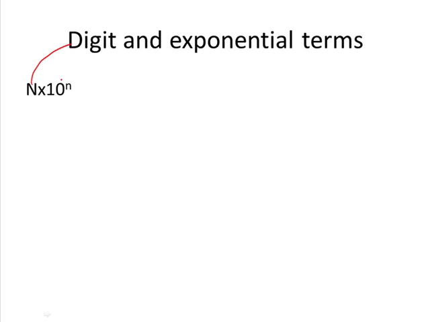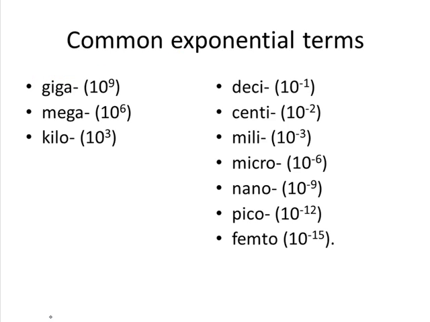Now, some exponential terms are used so often that we give them a special prefix. Here are some examples. Giga means 10 to the power 9, mega 10 to the power 6, kilo 10 to the power 3, deci 10 to the power minus 1, centi 10 to the power minus 2, milli 10 to the power minus 3, micro 10 to the power minus 6, nano 10 to the power minus 9, pico 10 to the power minus 12, and femto 10 to the power minus 15.